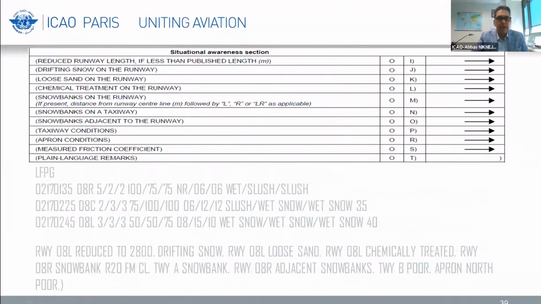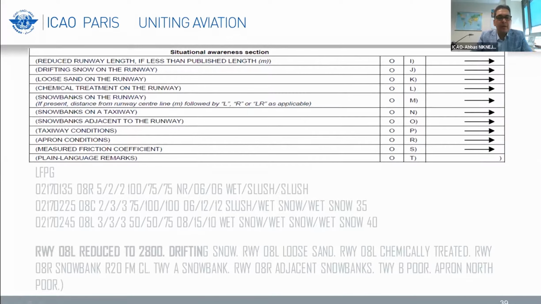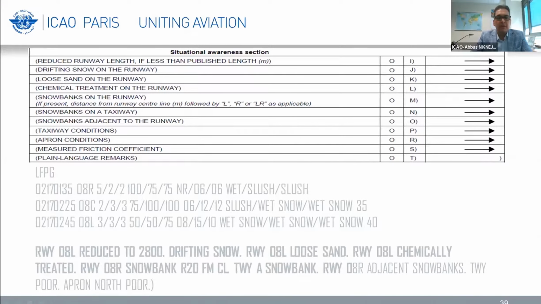Now we move to the second section, situational awareness. You can see a complete Snowtam in the example, and then the highlighted part is the situational awareness. You see that between the first section, aeroplane performance section, and the second section, we left one line empty. So let me very briefly introduce the items.